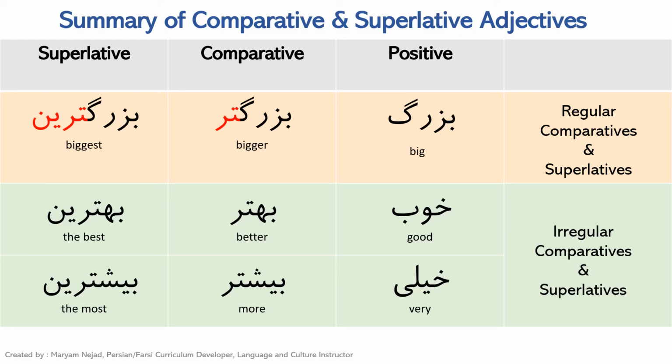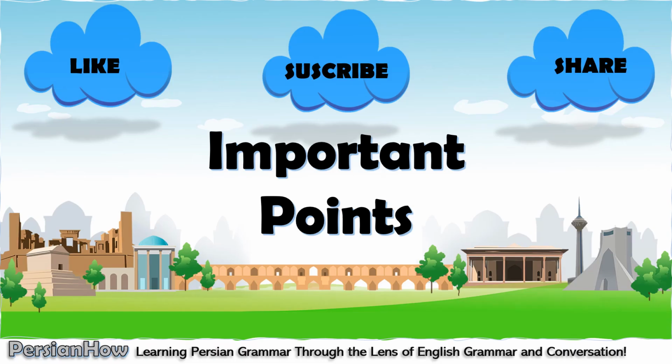So here's a summary of what we learned in this lesson. Again, for the comparative adjectives, we add the suffix tar to the adjective, and then for superlative, we add the suffix tarin to the adjective. And then these two rows here are the irregular ones, which for خوب, we do not add tar to it. خوب becomes behtar, and then for superlative is behtarin, and then خیلی becomes bishtar, and then bishtarin, which you just need to memorize them.